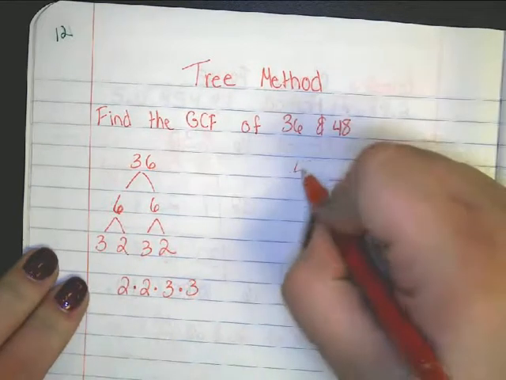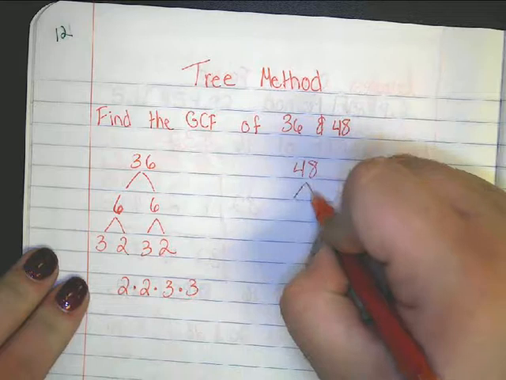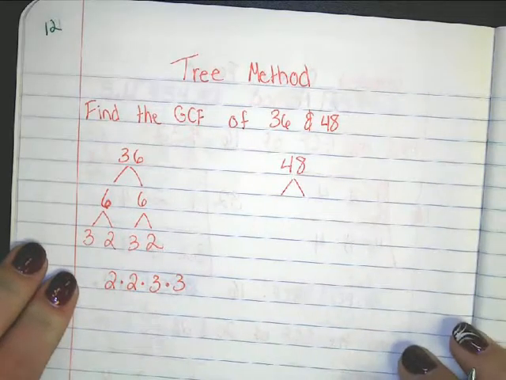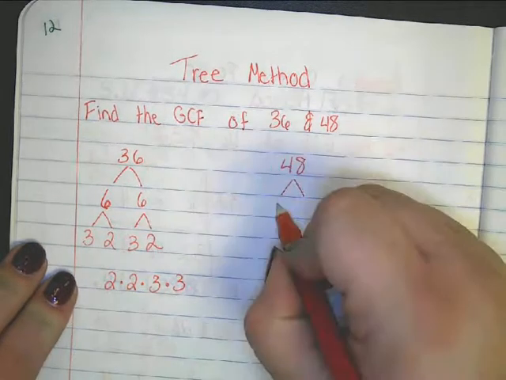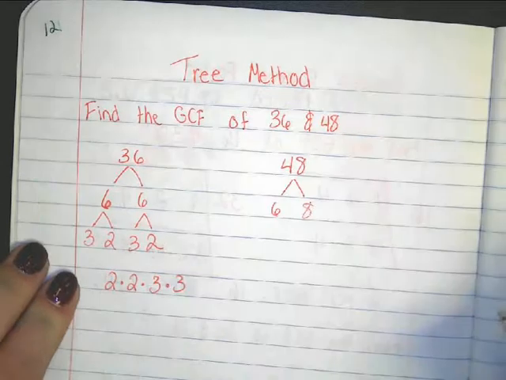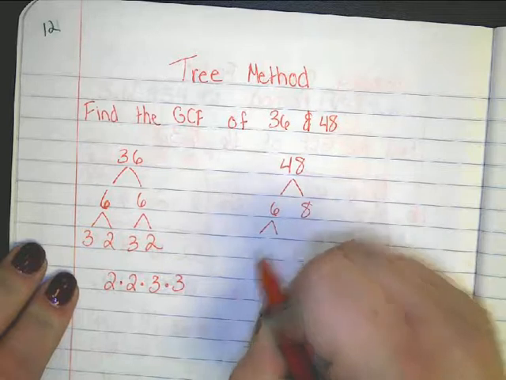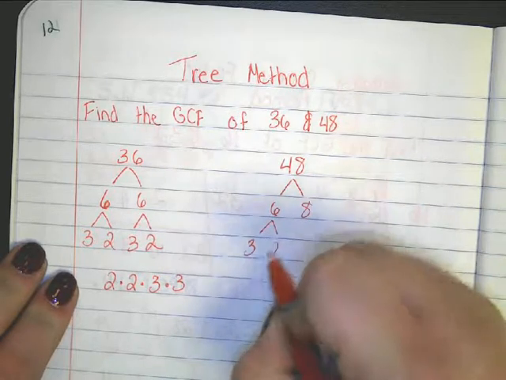What 2 numbers multiply together to get 48? 24. Let's do 6 and 8. I heard that one first. So what am I going to put from 6? 3 and 2. 3 and 2. What about 8? 4 and 2. 4 and 2.